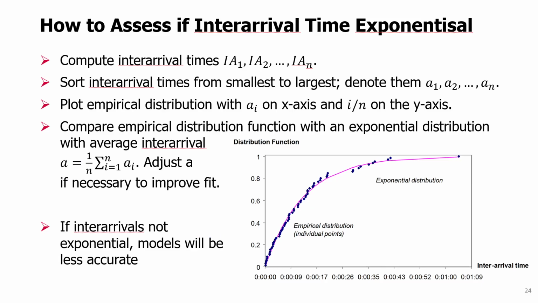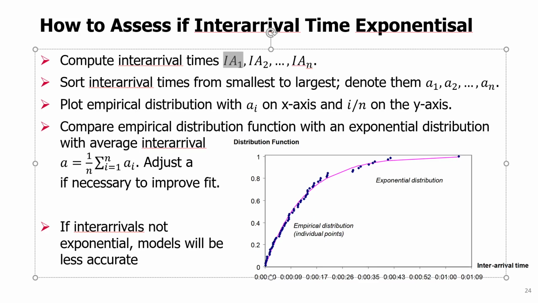The second question we want to answer is, if the process is stationary, are the interarrival times exponential, which would mean also that the arrival process is Poisson. To find if the interarrivals are exponential, we first have to calculate the interarrival times. And remember, interarrival times are just the differences between consecutive arrival times. So first we need to calculate them. Then we need to sort the calculated values from the smallest to the largest. So we call them A1 up to An. If there are 200 customers, we'll have 199 of those interarrival times.